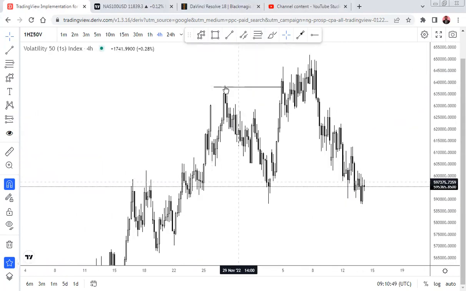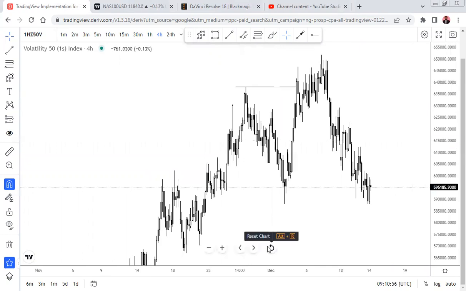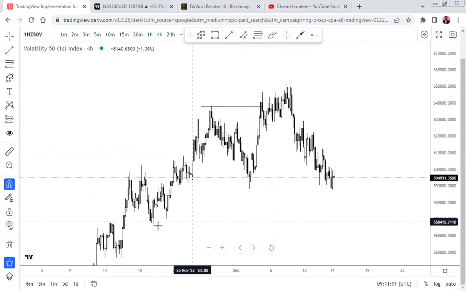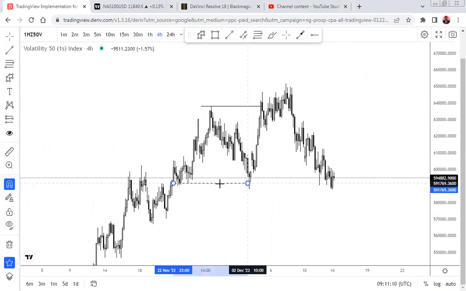A lot of sellers came into the market from here. That's why you have this push down. There were sellers within this region. So that's why the market went down. This was the last low, which gave us this high. Price came and cleared all this liquidity that was resting within this region. Price cleared all of them, all this liquidity.